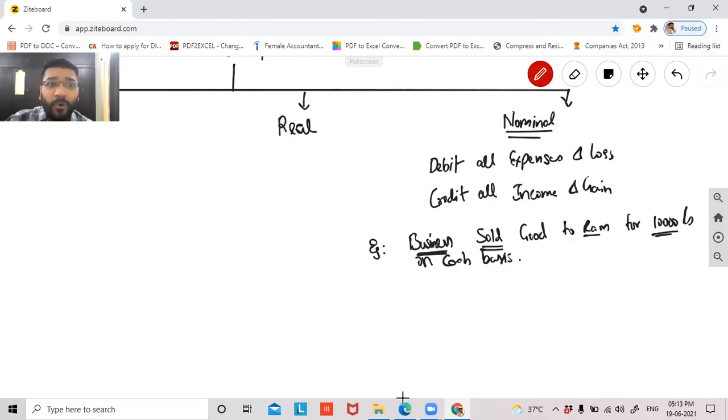Are you able to understand how to go ahead with this? So guys, sale is one account which is affected here. Sale is something which reflects in my trading and P&L account as income. Guys, can I say sale is nothing but a kind of income for you?